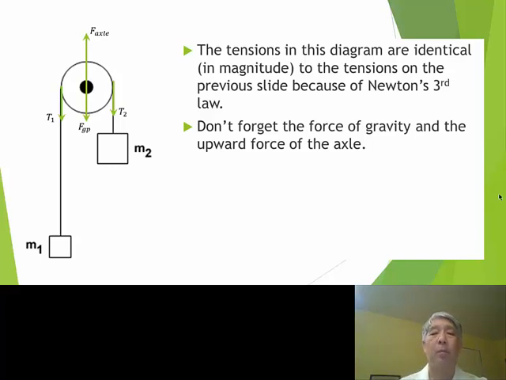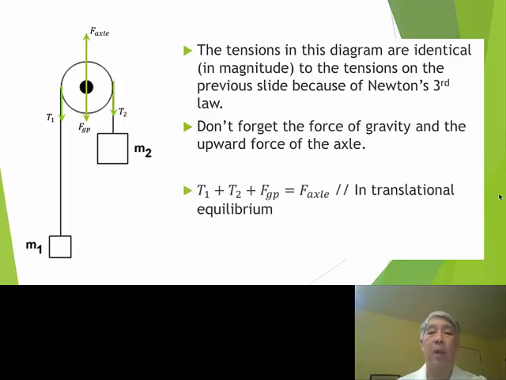Okay, and for this problem, it probably won't matter, but include them anyway. Okay, so translational equilibrium says my 3 down forces, tension 1 plus tension 2, plus the force of gravity on the pulley is going to equal the force of the axle. Up equals down.